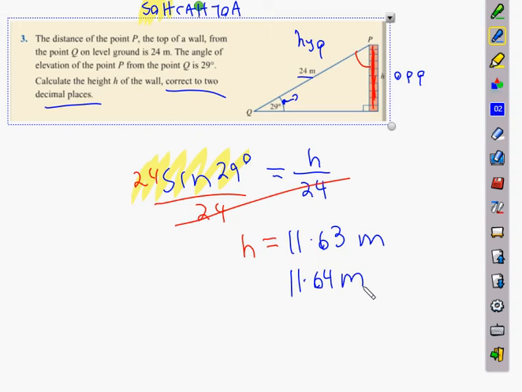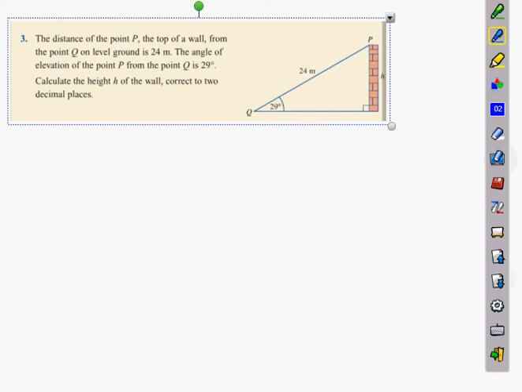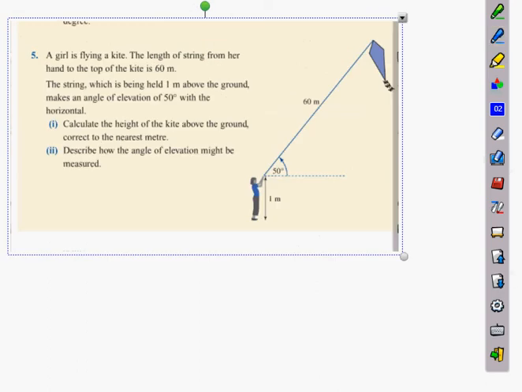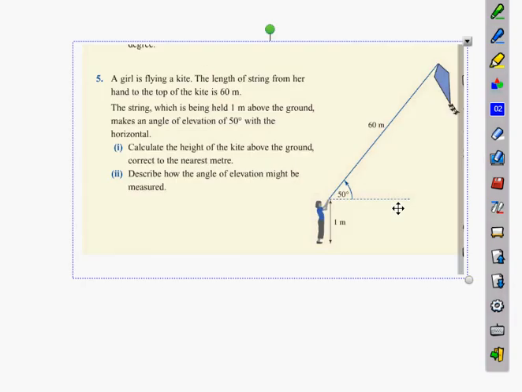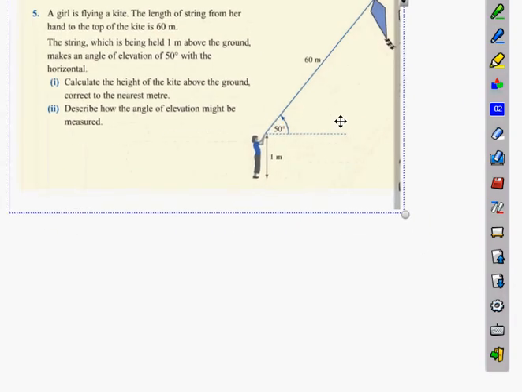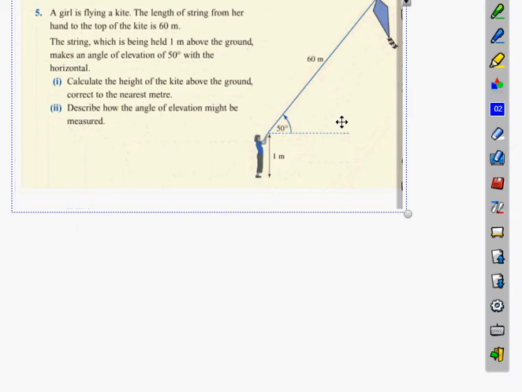Okay, we're good. Now lads, the next one is a girl flying a kite. The length of string from her hand to the top of the kite is 60 meters. The string is held 1 meter from the ground, so she is currently 1 meter off the ground where her hand is. And she makes an angle of 50 degrees with the horizontal. So 50 degrees here.